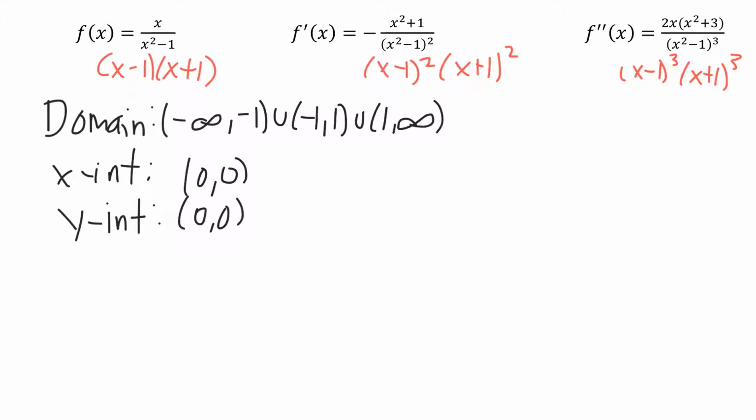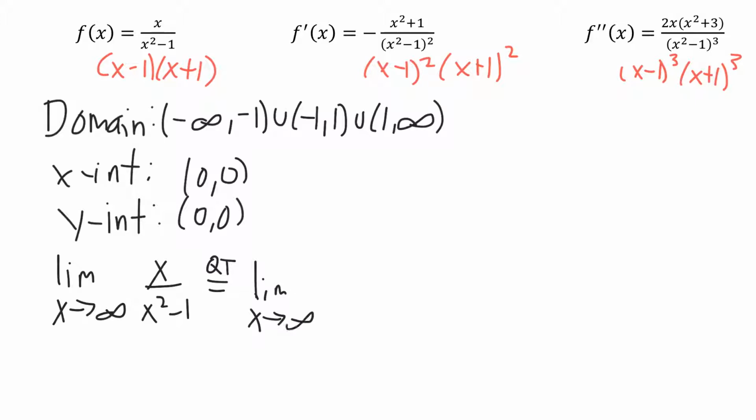Now, there might be some horizontal or vertical asymptotes, and we should investigate those. The horizontal asymptotes are easy enough to find. We can use the quotient theorem to find those. So what we do is we find the limit of the function, the limit as x approaches infinity of x over x squared minus 1. Applying the quotient theorem gives us the following: the limit as x approaches infinity of x over x squared. We can cancel out one of those x's, giving us 1 over x, which of course will limit to 0.